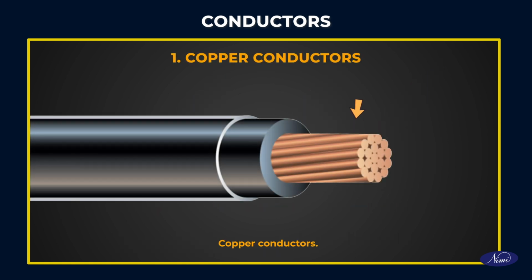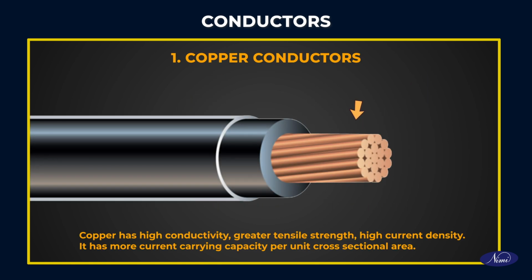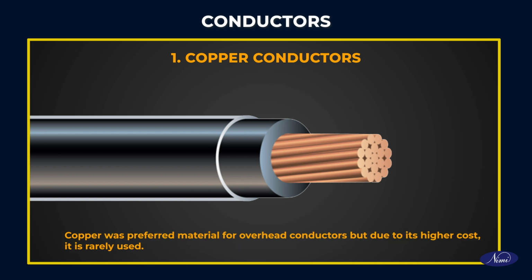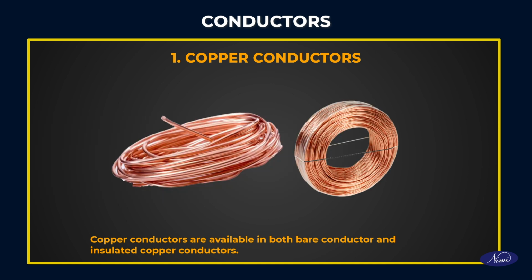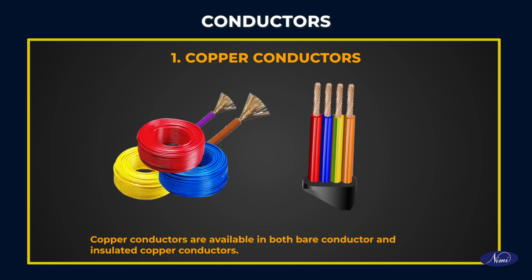Copper conductors. Copper has high conductivity, greater tensile strength, high current density. It has more current carrying capacity per unit cross-sectional area. Copper was a preferred material for overhead conductors, but due to its higher cost, it is rarely used. Copper conductors are available in both bare conductor and insulated copper conductors.